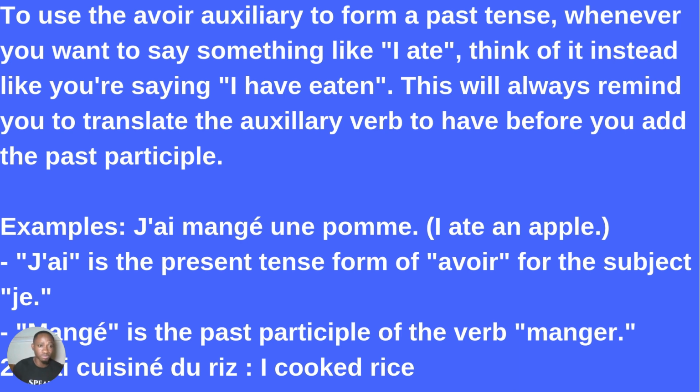Apart from the irregular aller, I think, and aller is an irregular verb, by the way. Apart from that, every other ER verb, this is how it's conjugated. So simple. All right. So another example is j'ai cuisiné du riz. I cooked rice. Can you see?